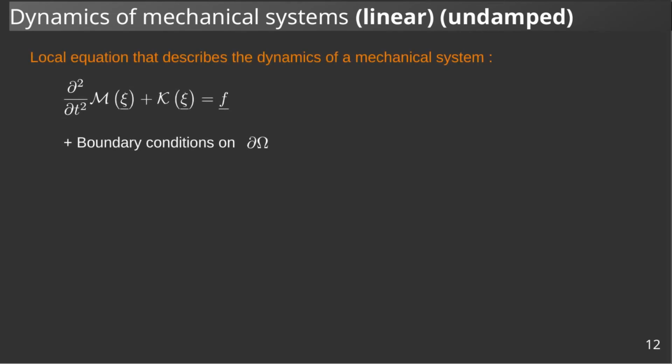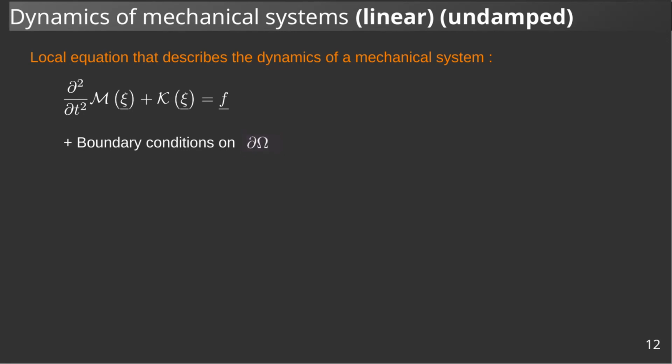The systems of partial differential equations presented in this video can all be put in a form where a mass operator M and a stiffness operator K are applied to a vector or scalar field noted here ξ. ξ is most often a displacement field. An external forcing F, vector or scalar, can be exerted on the system. The system must be completed by a set of boundary conditions on the edge of the solid domain.